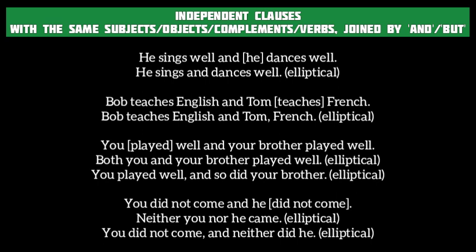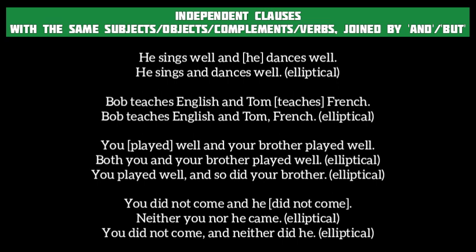However, we may also use ellipsis in the second clause of this sentence. The first clause, "you did not come," remains the same, and the elliptical structure for the second clause is "and" plus "neither" plus the auxiliary verb "did" followed by the subject "he." You did not come and neither did he.